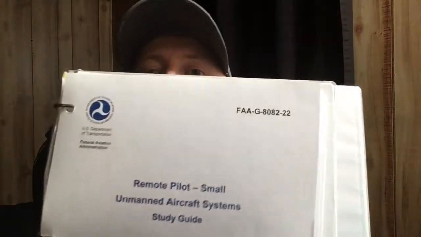The first thing I did was go to the FAA website and I got me a binder, and they have this guide right here. It looks like that. You can get that guide, print it out, put it in a binder, and use it to study. And then the next thing I did was I went to the library, and if they don't have it, they can do an interlibrary loan, or they can order it for you.